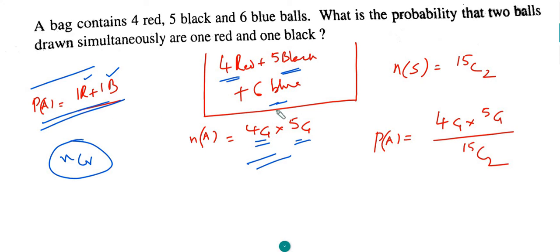But in total, from 15 balls, how many ways can two balls be selected randomly? Just nCr: from 15 balls, selecting two is 15C2. Therefore, the probability will be favorable by total, 4C1 into 5C1 by 15C2. Of course, you can simplify this. 4C1 means 4 factorial by (4 minus 1) factorial, and 5C1 is 5 factorial by (5 minus 1) factorial. You can simplify that and you will get the answer. Okay, that's the final answer.